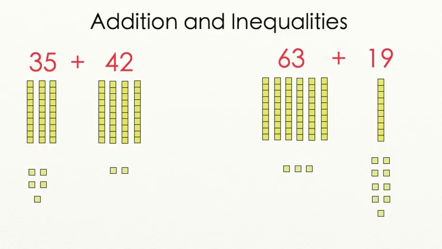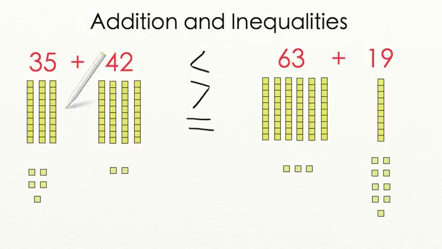We are going to begin today by comparing 35 plus 42 to 63 plus 19. We are going to decide if 35 plus 42 is less than, greater than, or equal to this side of the equation. We are going to start by adding up each of the different manipulatives on both sides of our equation so that we can compare them. Let's start with 35 plus 42.